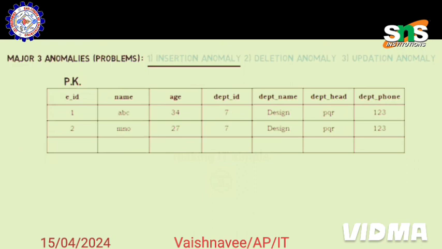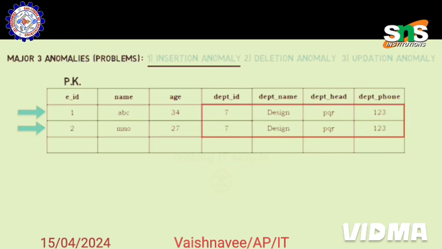Let us say we have two records. ID is 1, name is ABC, age 34, department ID is 7, department name is design, department head is PQR, and phone is 123. Another employee is also working in the same department. He has ID 2, name MNO, age 27, department ID 7, department name is design, department head is PQR, and phone 123. So this is our table. So you can see there is redundant data in our table.